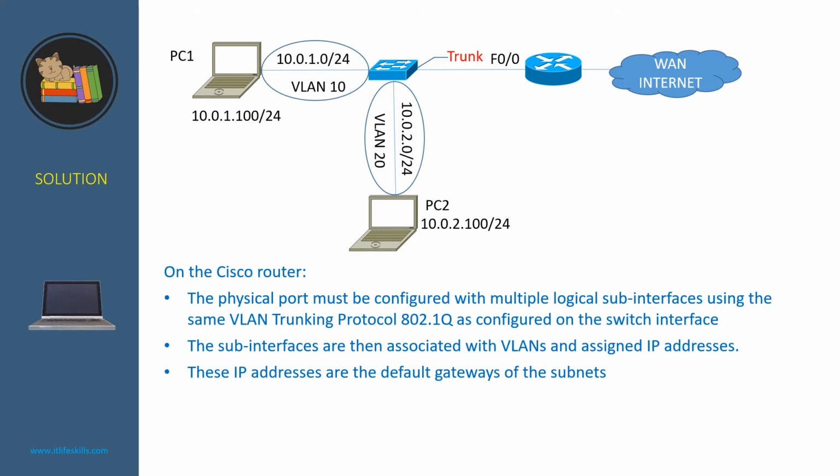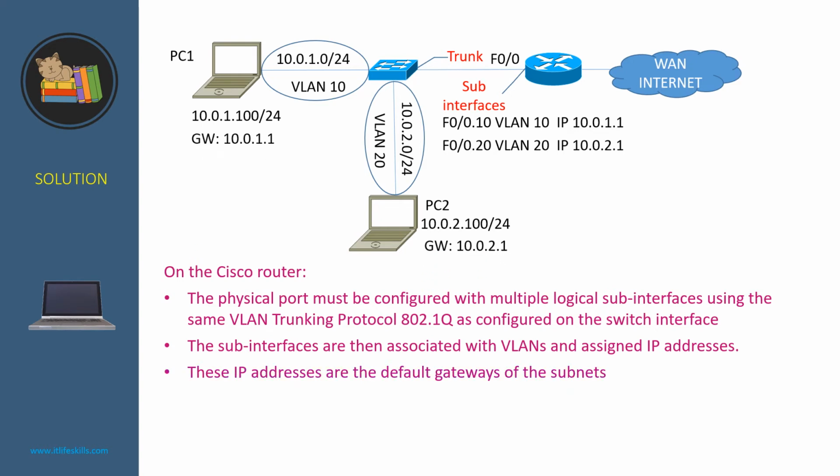To allow an IP packet to travel from one VLAN to another VLAN on the Cisco router, the physical port must be configured with multiple logical sub-interfaces using the same VLAN trunking protocol 802.1q as configured on the switch interface. The sub-interfaces are then associated with the VLANs and assigned IP addresses. These IP addresses are the default gateways of the subnet. The configuration is called router on a stick.